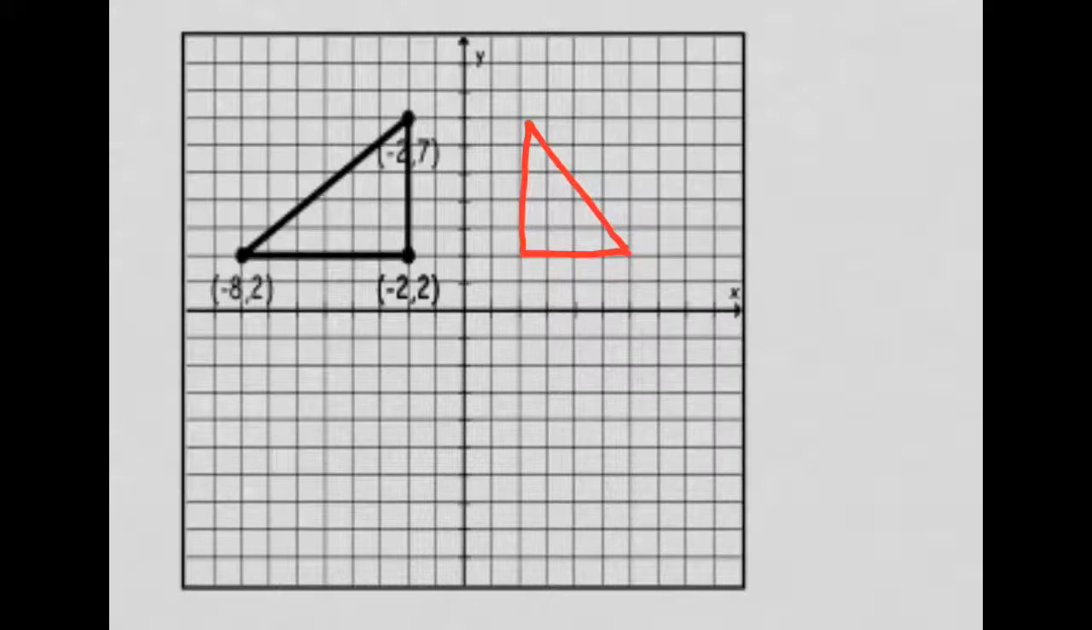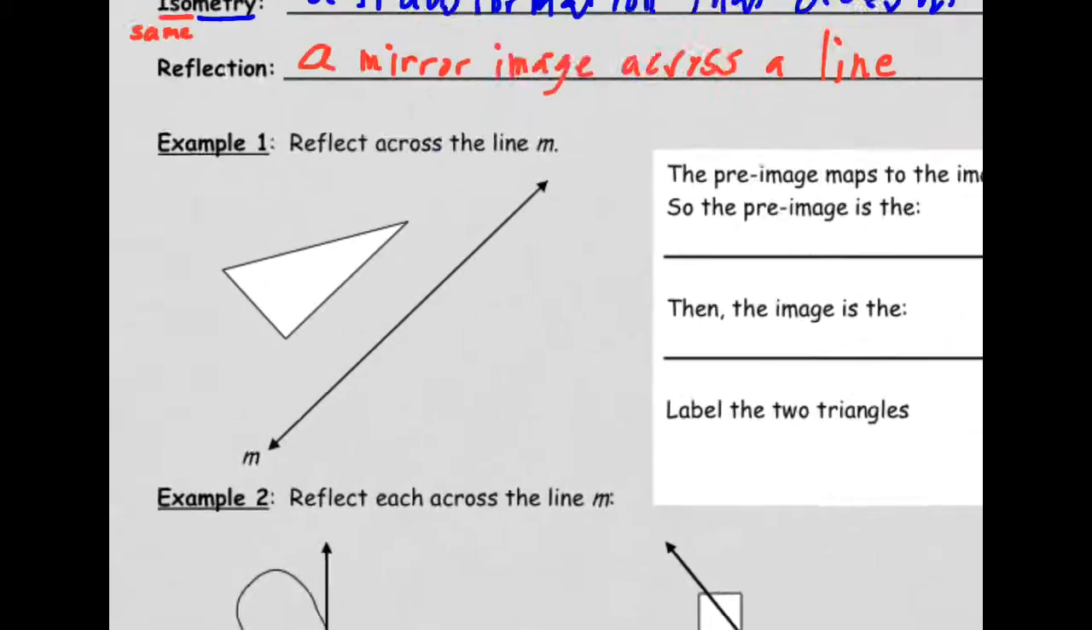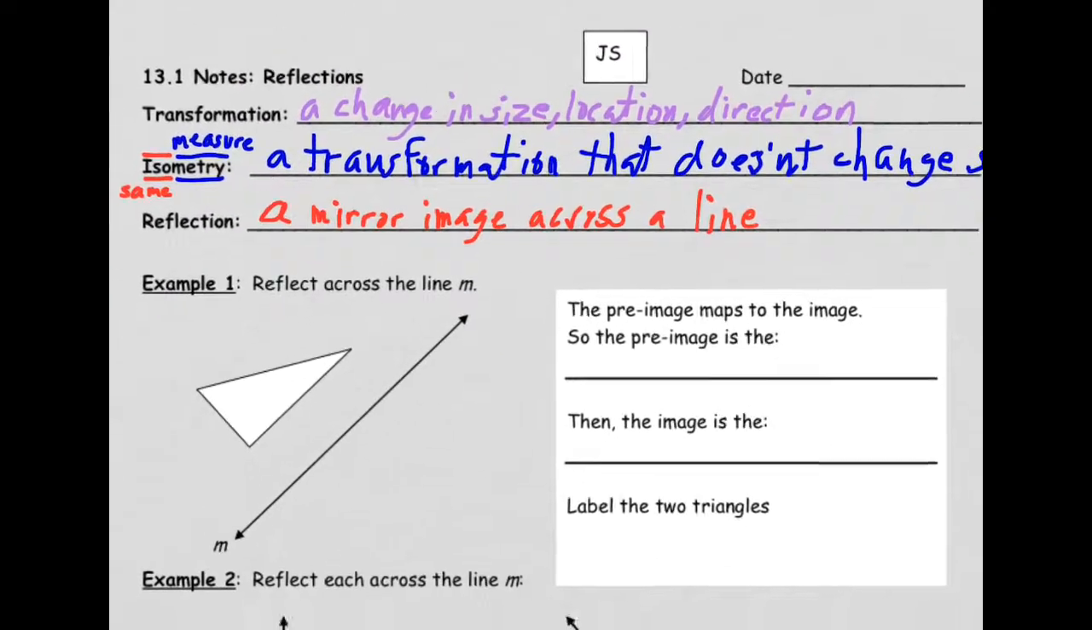That's a reflection. That's right. This right here is a translation. And this, guess what this is? It's a rotation. So it's a drunk triangle. So, guys, that's what we're doing. We're doing transformations. So let's talk about what those transformations mean over here.